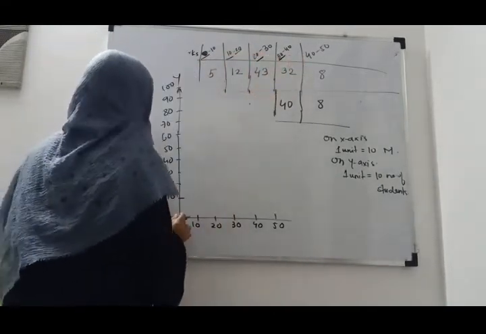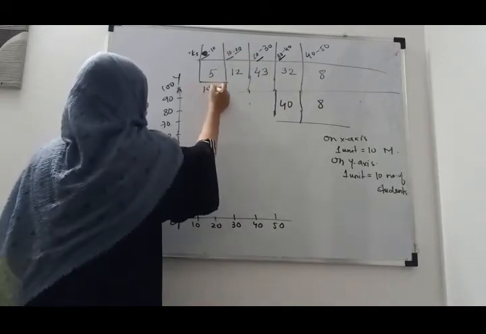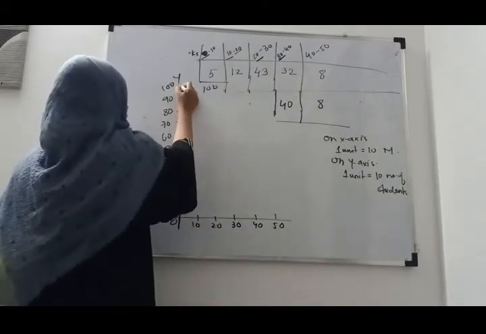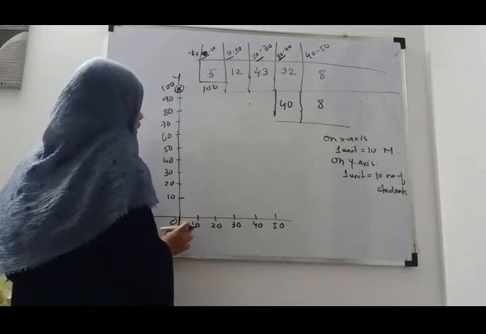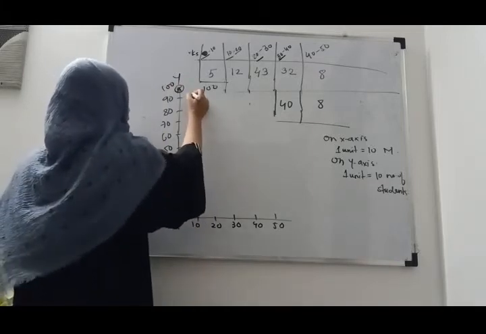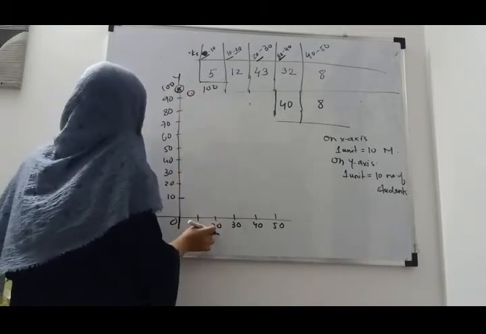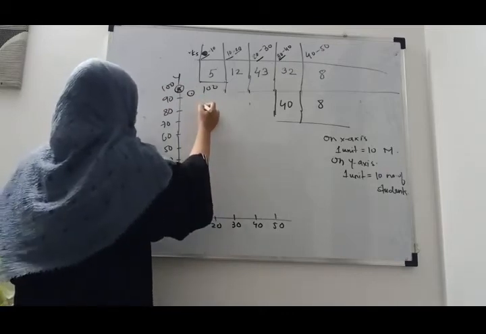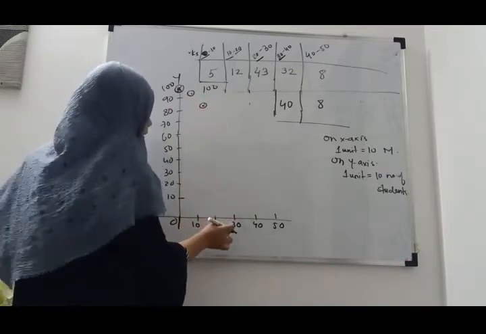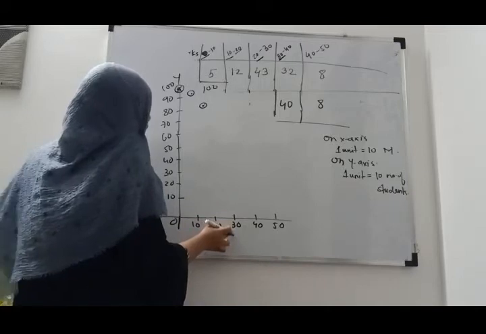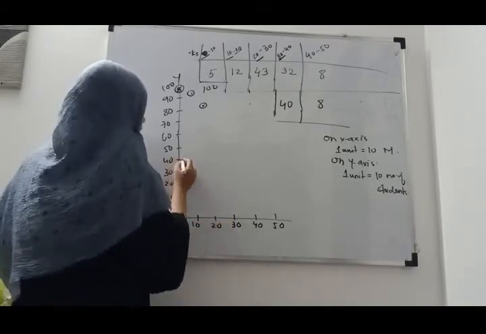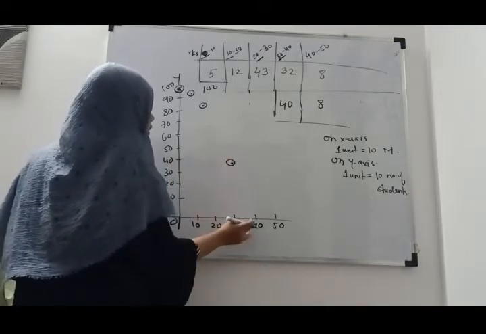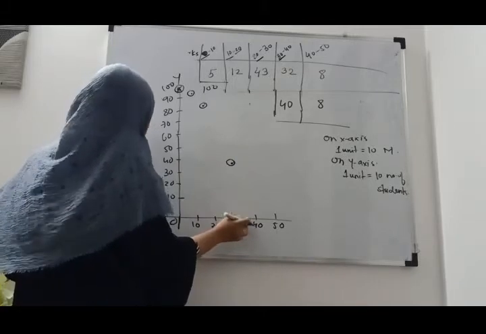Now for the lower limit 0, the frequency was 100, so it will come here. Now for the lower limit 10, the frequency was 95. For the lower limit 20, the frequency was 83. Now for the 30, the frequency was 40. And for the 40, the frequency is 8.